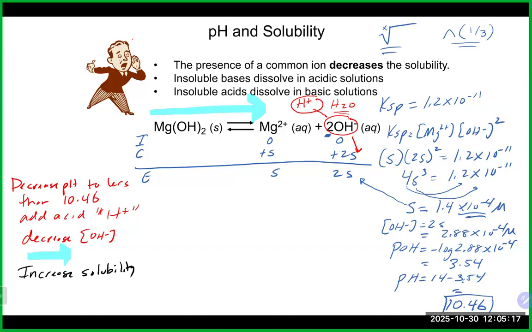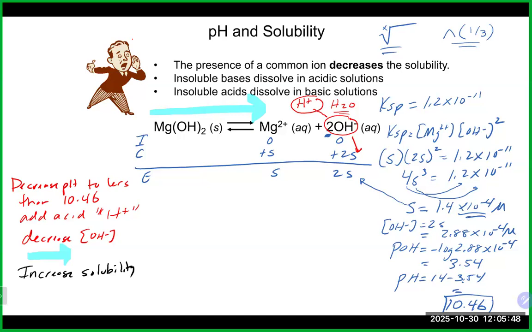Do I need to get it to an acidic pH to see that happen? The answer is no. You just got to drop it below that magic number of 10.46. Yeah. So as soon as you drop it below that pH of where it was at 10.46, even though the pH of that solution is still basic, that's enough to cause that equilibrium to shift to the right, and you will start to see, obviously, the solid go away.